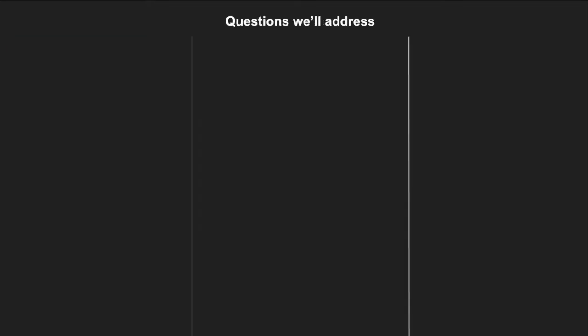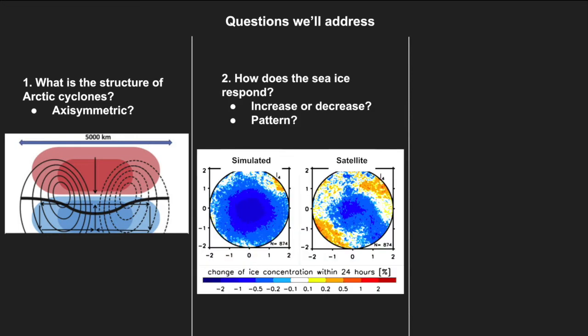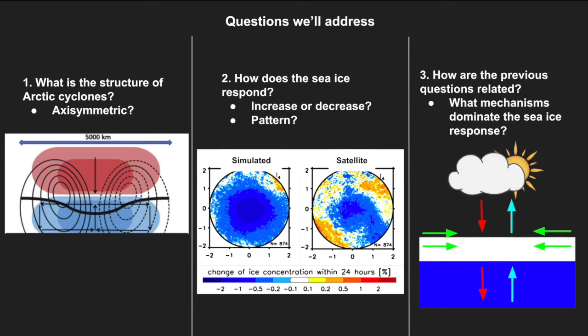So to summarize, there's some open questions that we'll address in this talk. The first is, what is the structure of Arctic cyclones? And particularly, is it axisymmetric and does it match this Aizawa and Tanaka model? The second is, how does the sea ice respond to Arctic cyclones? Does it increase, does it decrease, or is there some spatial pattern? And if there is a spatial pattern, does it match this Kriegsmann and Brummer pattern? And the third question kind of relates question 1 to question 2. It asks, how does the structure of Arctic cyclones result in the sea ice response to these cyclones?